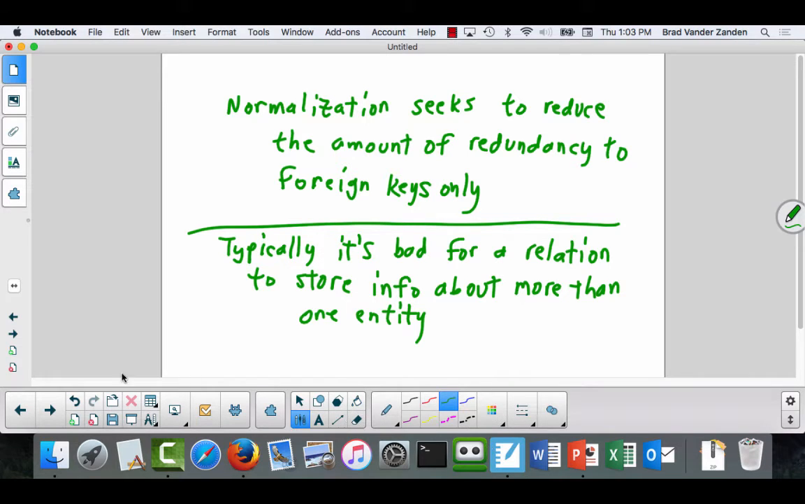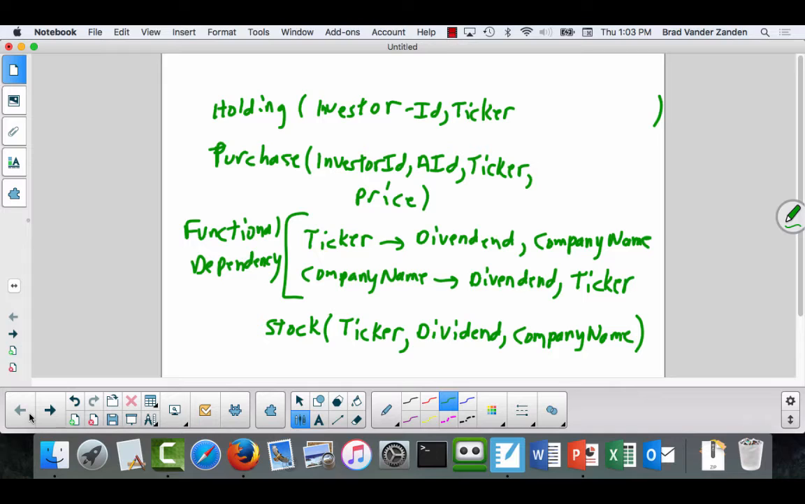But it's not always that easy, because back here with holding and purchase, it wasn't necessarily obvious that we were storing information about more than one entity. In each case, for holding and purchase, we really were storing information about just one entity, the stock, but in that case, two different relations were storing the same information. So that's a different problem, but still a related problem of having redundant information.